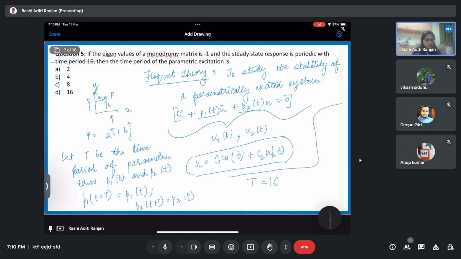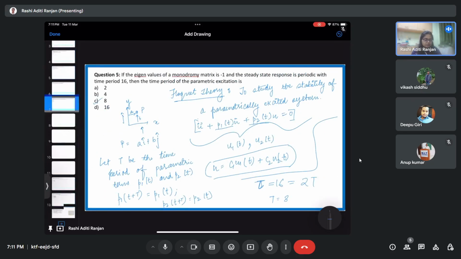Then the time period of the parametric excitation: we know that if the time period is 16 and the eigenvalue is -1, it means that the time period is twice the time period of the parametric term. So the time period of the parametric term is nothing but 8. This is going to be the correct answer. I hope this is clear. Now it becomes very easy.